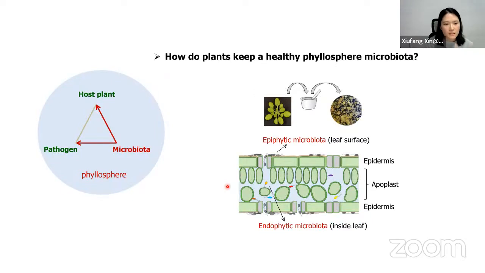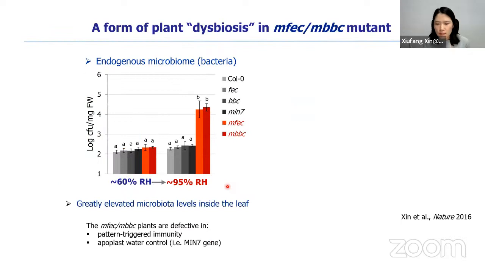So the second direction is plant leaf microbiota. I'm sure many of us know that root microbiota has been a fast-advancing area over the last few years. In contrast, the leaf microbiota, or the phyllosphere microbiota, was less understood. I already mentioned that I started working on this in my postdoc work, in which we found that if we block the basal immunity and apoplast water pathway, this leads to overproliferation of the bacteria that grow inside the plant leaf, the endophytic population.